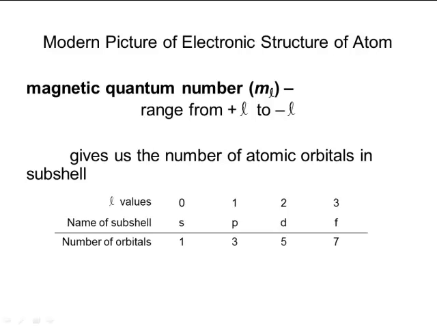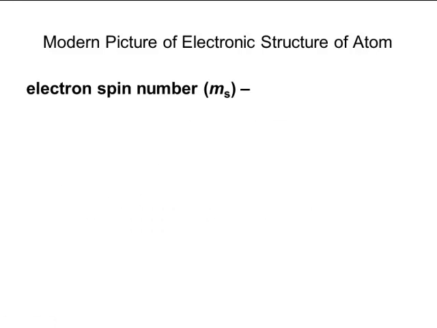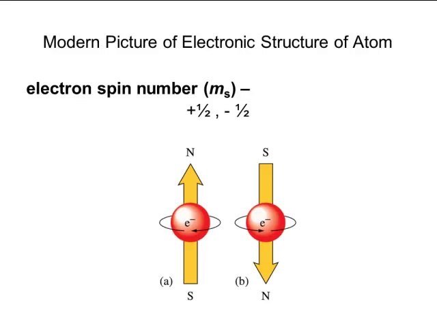The last quantum number we have to worry about is the electron spin number, m sub S. M sub S can either be plus 1/2 or minus 1/2. This is talking about the spin of an electron. An electron is a charged particle, and it's spinning. If a charged particle spins, it's going to have a magnetic moment in a certain direction. That direction depends upon whether it's spinning clockwise or counterclockwise.